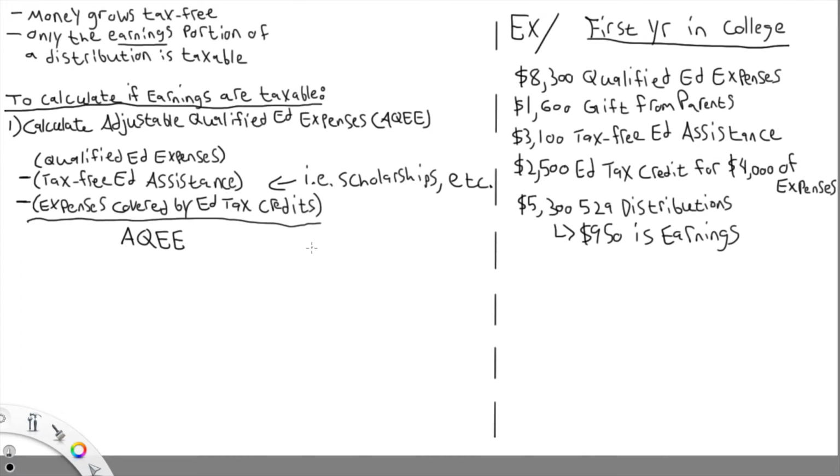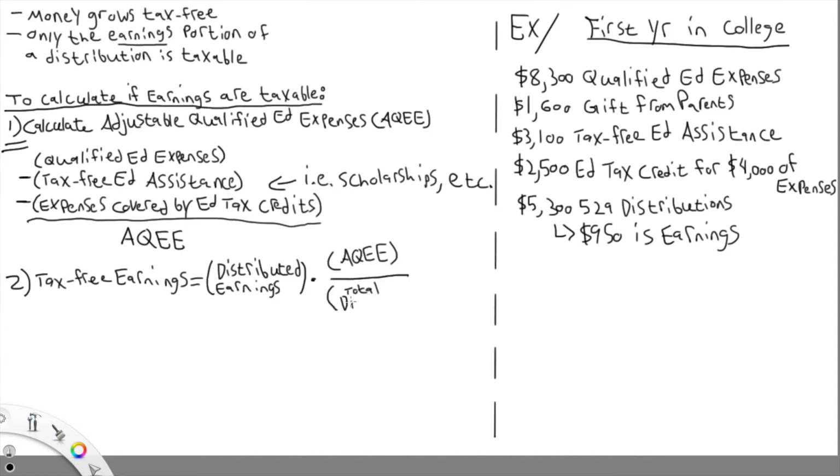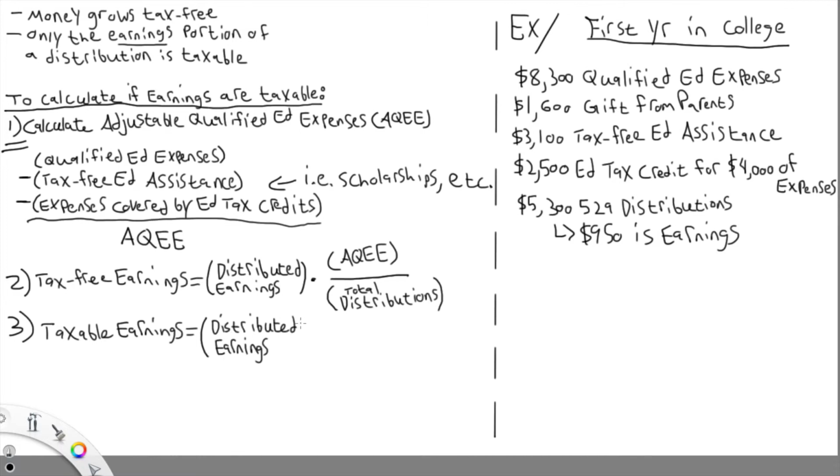Before I illustrate Rashid's situation, I'll show you the formulae he needs in order of their use. Step 1. Calculate AQEE. Step 2. Calculate how much of the earnings portion of the distributions are tax-free. Tax-free earnings equal total earnings distributed times AQEE divided by the total amount of distributions. Finally, step 3, determine how much of the distributed earnings are taxable. Taxable earnings equal total earnings distributed minus tax-free earnings. That answer is then added to the beneficiary's income.